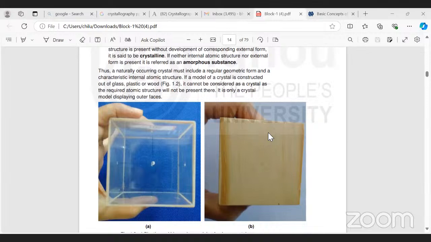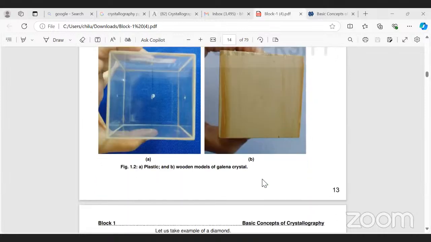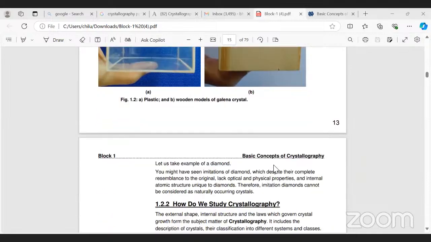Yeah, polyhedral structure. Okay, here it is showing that the models, whether glass or wooden models, I'm showing you here. Definitely, it is a required atomic structure. Whatever you are making here is internally made up of atoms. Without atoms, there is no chance at all for the formation of these crystals.